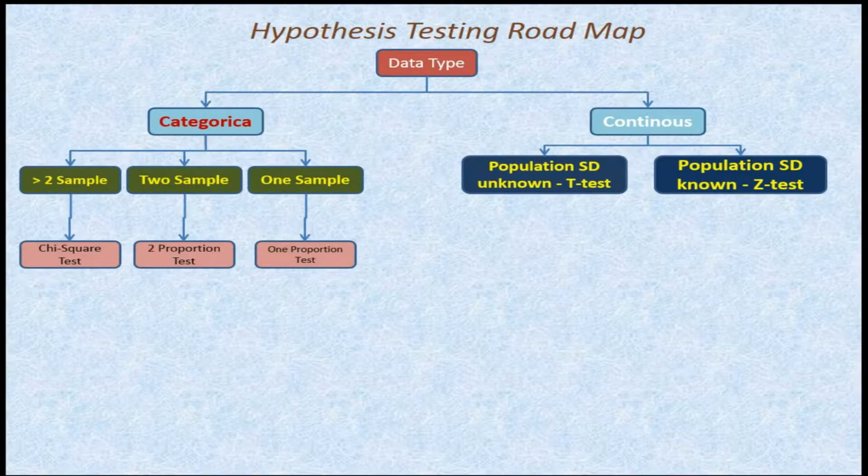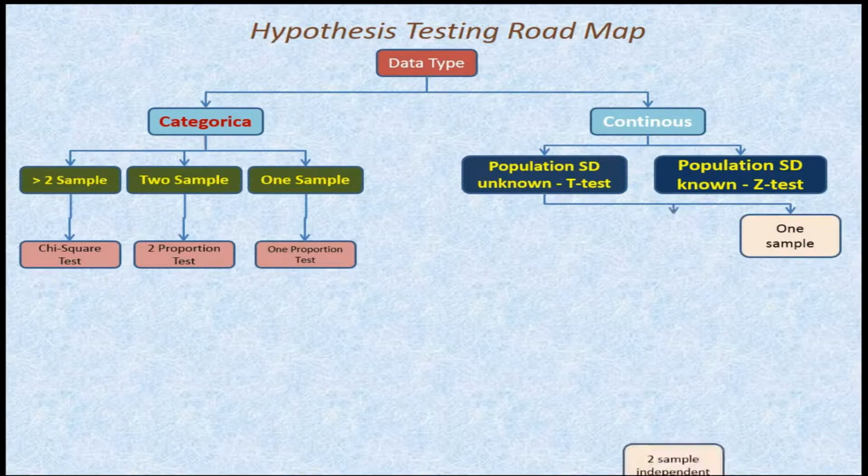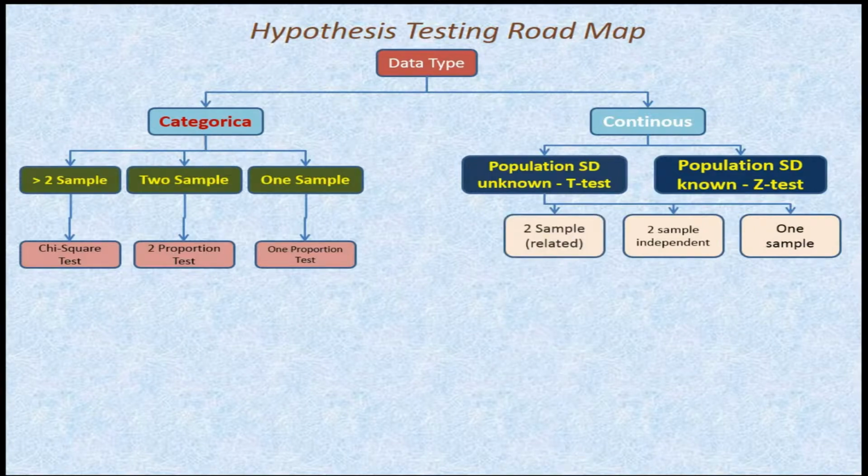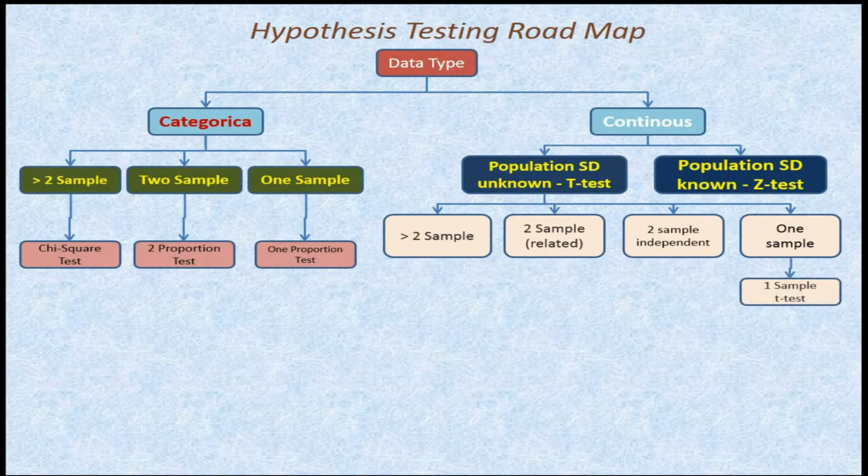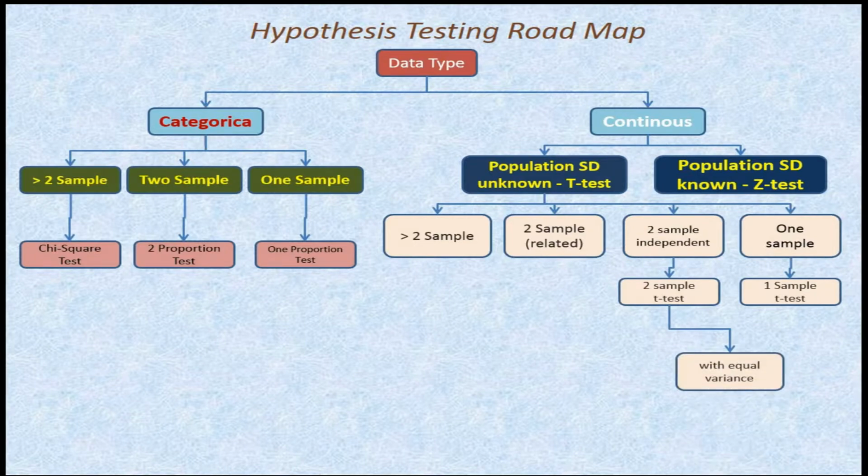When we don't know the standard deviation, we have four cases: a one sample test, two sample independent, two sample where the samples are related to each other, and the fourth one is if we have greater than two samples. For one sample, we'll use a one sample t test, and if the two are independent, we'll use a two sample t test. In this category, we have two more categories: equal variance, and if the variances are different.